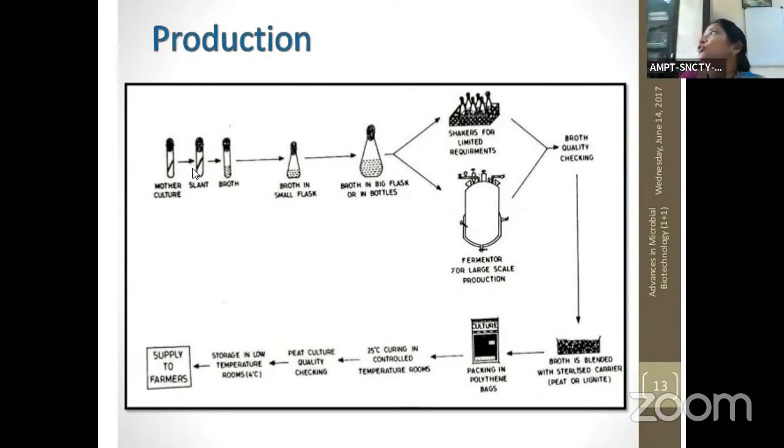Whenever we talk about the mother culture, for mass multiplication it may not be possible to grow the bacteria on solid media. For that purpose, for mass production we always use only broth, because broth will give optimum conditions to grow well, and it will give maximum population.